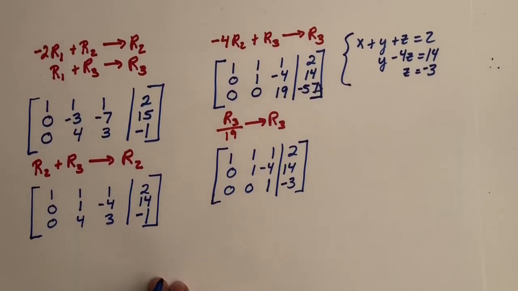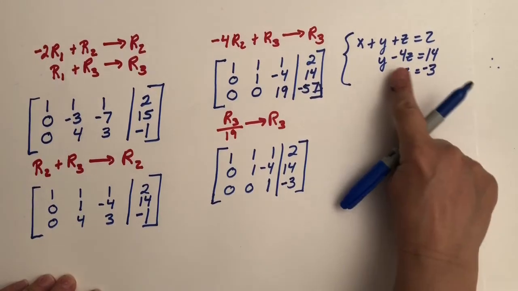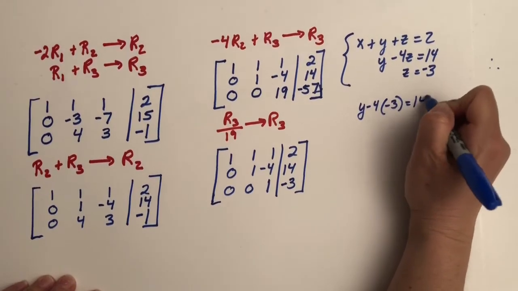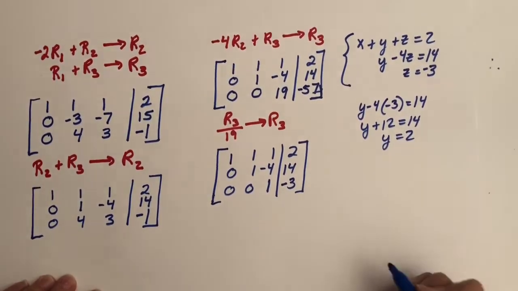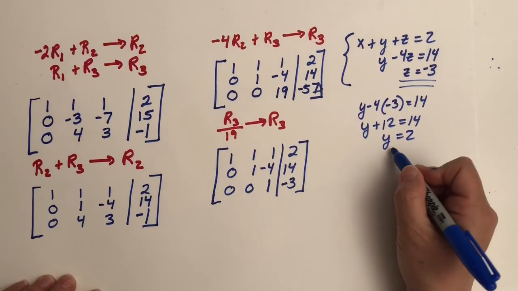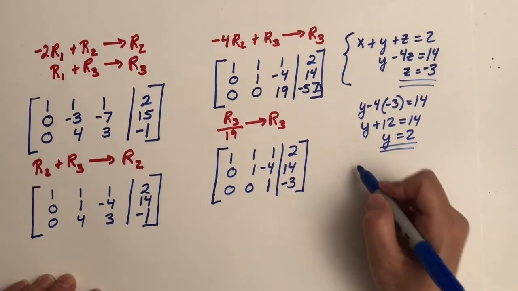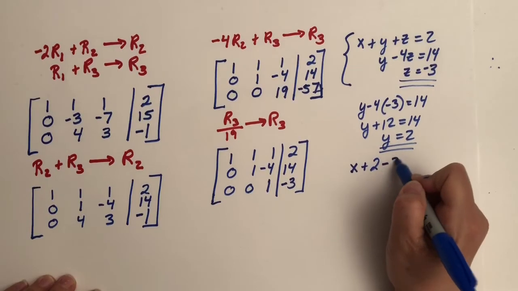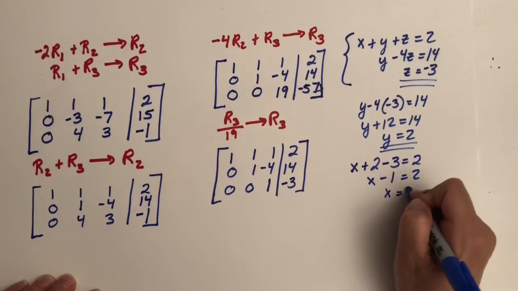And now we're going to do back substitution to find the solution. So we have z equals -3. Pop that into y minus 4 times z equals 14. So we have y equals 2. So we have our z value, we have our y value, and we'll find x. Substituting it into the first equation, we have x plus y plus z equals 2. So we get x equals 3.